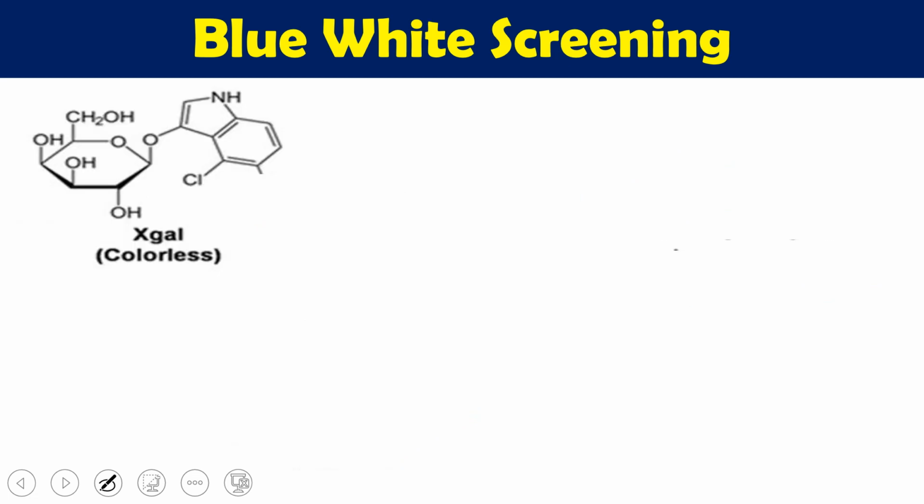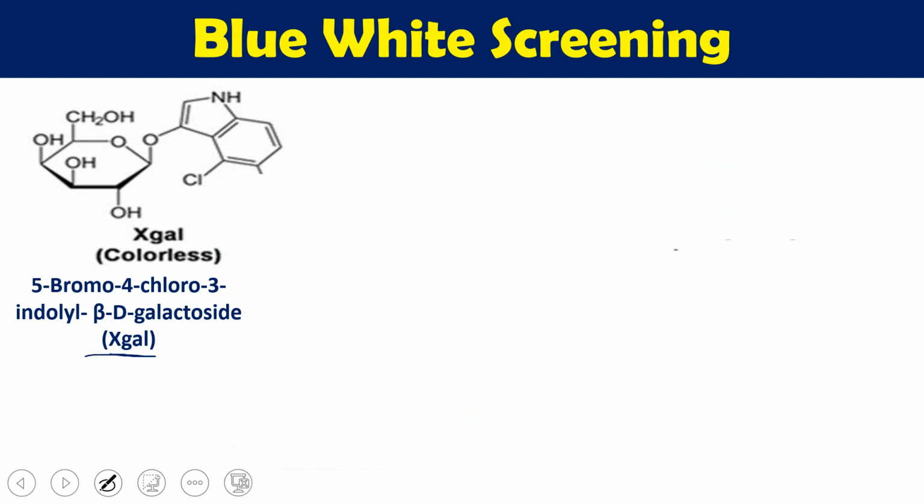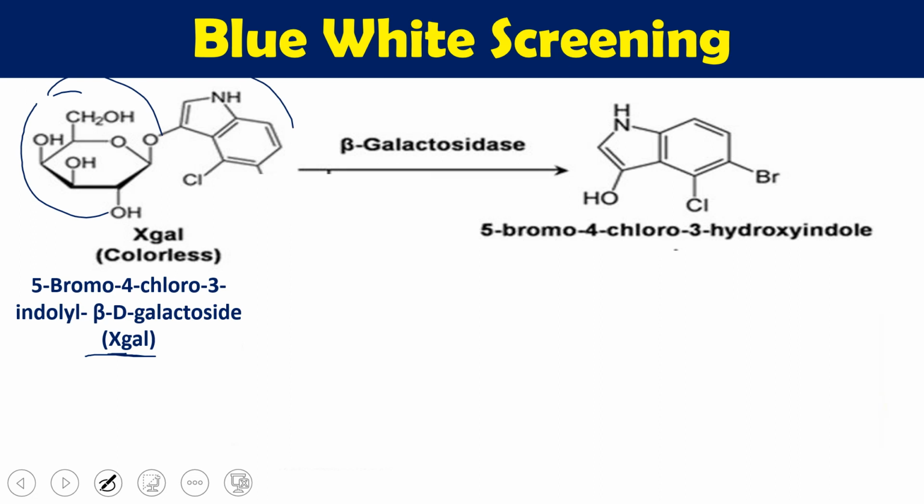Now what exactly does this beta-galactosidase do? In the culture media, whenever we select the transformed cells, we mix in a reagent called X-Gal. X-Gal chemically is 5-bromo-4-chloro-3-indolyl beta-D-galactoside, and in short form we call it X-Gal. This is a galactoside molecule, with galactose, and it is a specific chemical. If the bacteria produce beta-galactosidase enzyme, this beta-galactosidase is going to digest this bond.